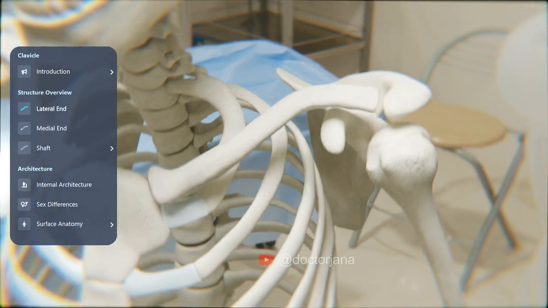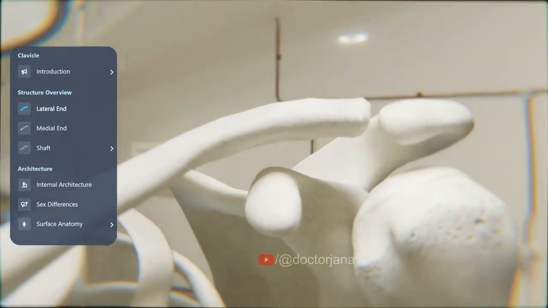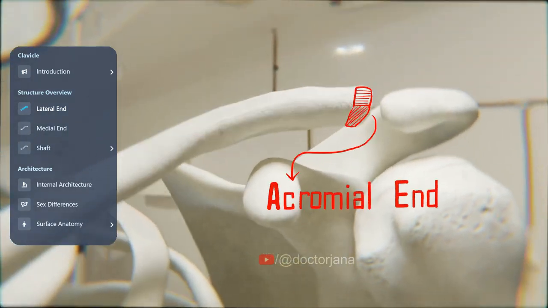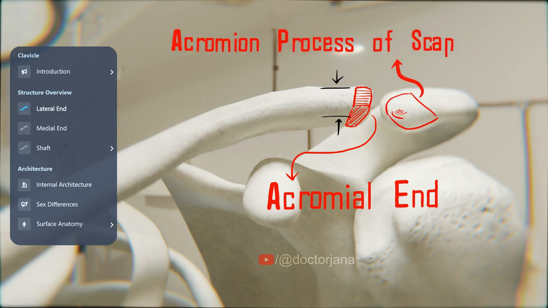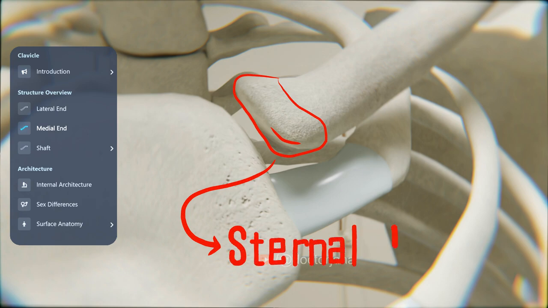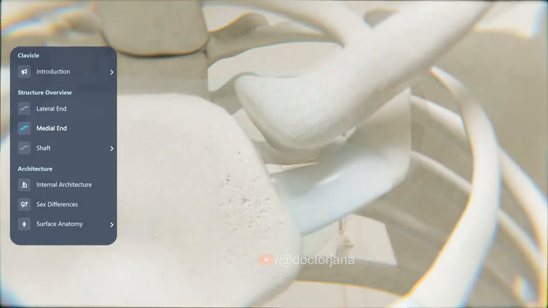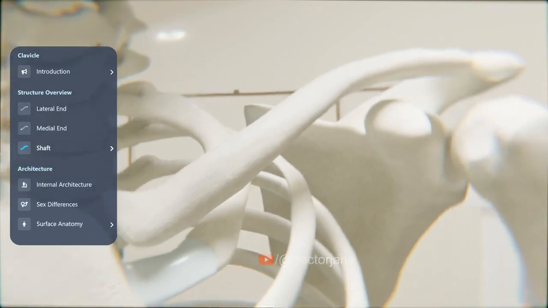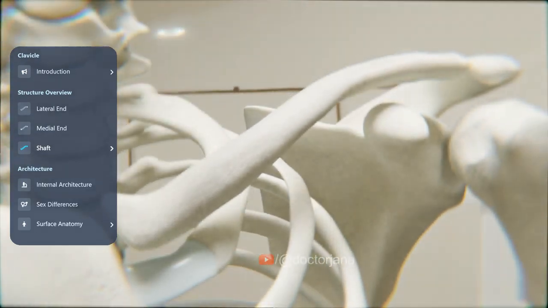The lateral end is also called the acromial end. It is flattened above downwards and articulates with the acromion process of the scapula. The medial or the sternal end is enlarged, forming a vital connection with the clavicular notch of the manubrium sterni and the first costal cartilage, the sternoclavicular joint. The shaft is the part between the two ends.